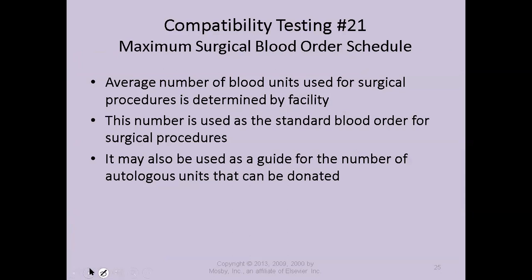Okay, so maximum surgical blood order schedule is something I referred to earlier in this discussion. As I mentioned before, every hospital knows if they have scheduled surgeries. There's a consortium within the hospital of physicians and lab personnel to come up with, standardly for this type of surgery, what types of products do we need? Do we need whole blood? Do we need red cells? Do we need plasma? Do we need platelets? What have you? And how many units of each?